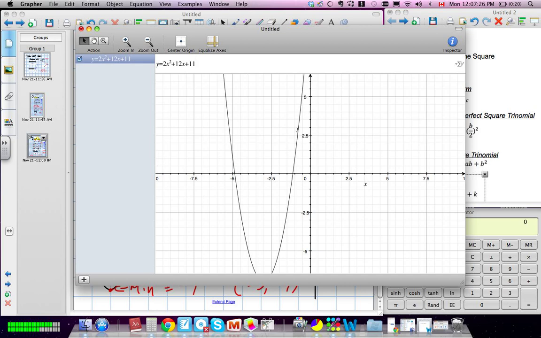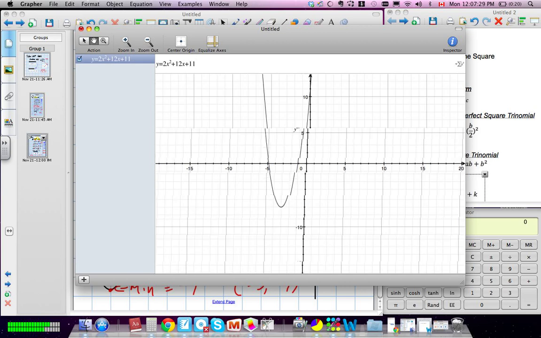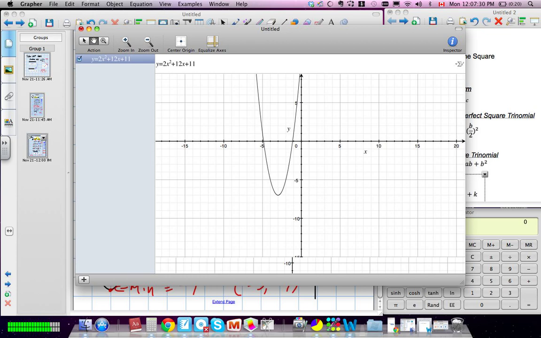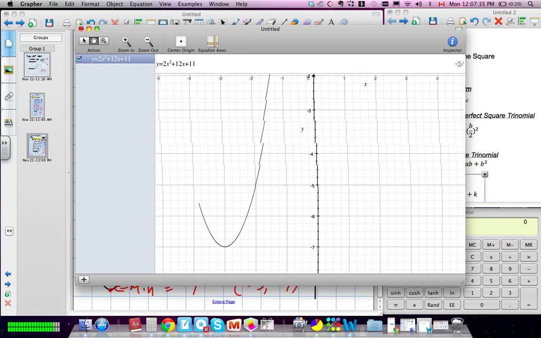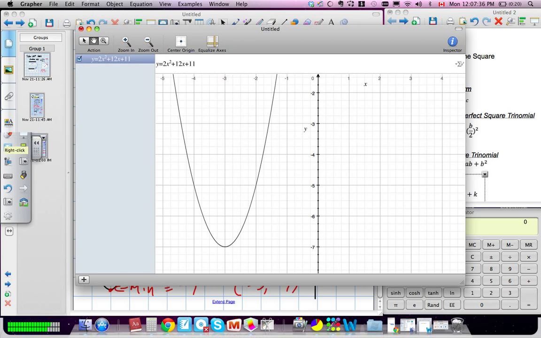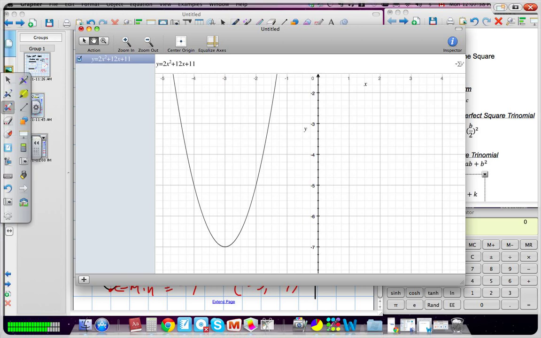Let's zoom in to get the vertex. That's what's going to be important here. So our vertex, if you guys notice, is at negative 7. That's our minimum value. We've got that. And it's at negative 3 and negative 7. And this is probably stretched by a factor of 2.